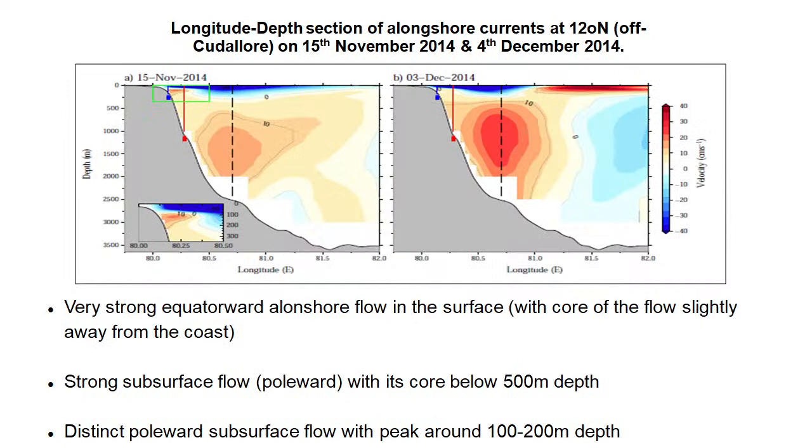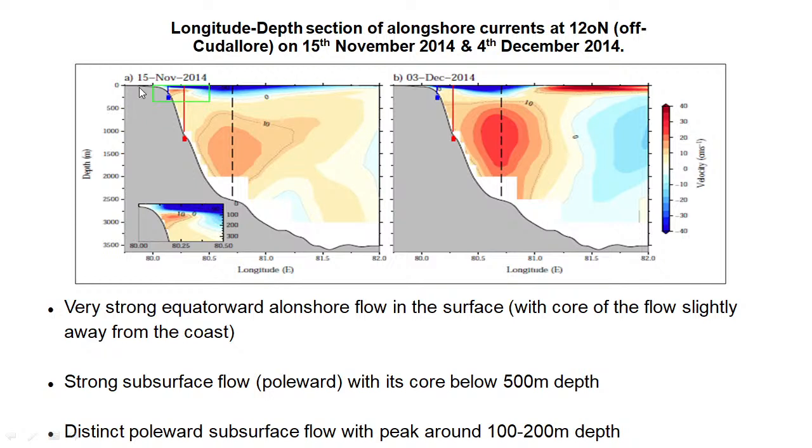So what I have plotted here is, now that we have the model, we have the full four-dimensional structure of the circulation. What I have plotted here is a depth-longitude section, that means a cross section of currents, and this is at the location where we have that ADCP. It's at 12 degrees north.